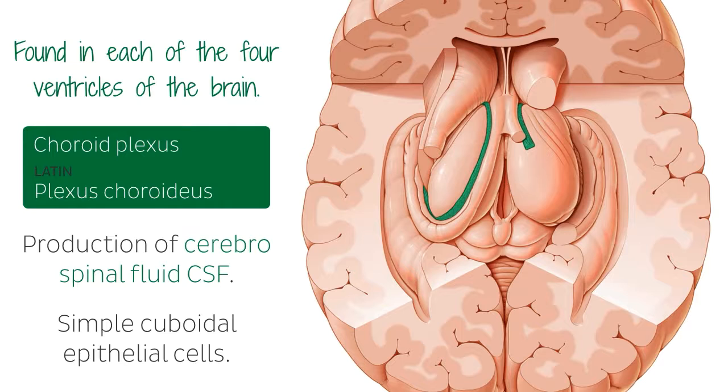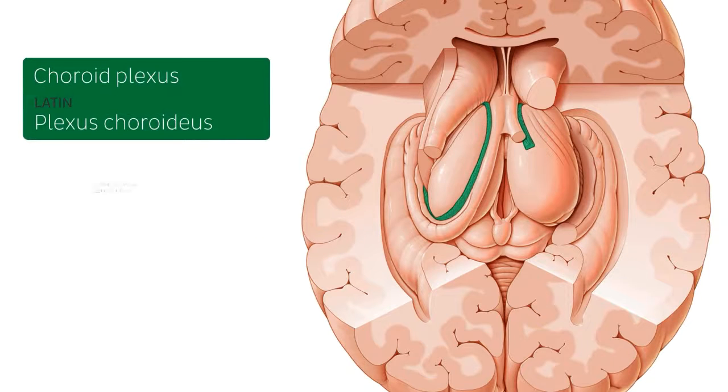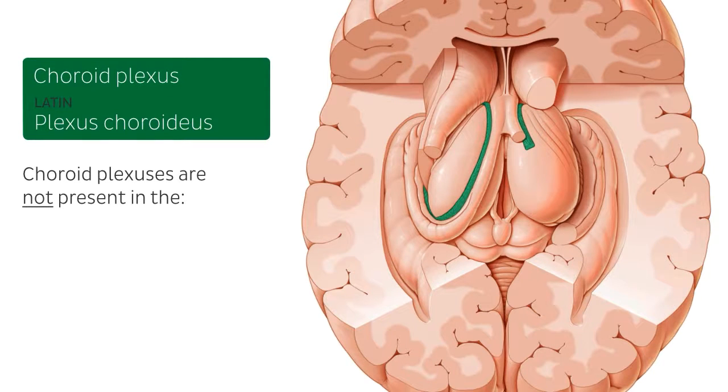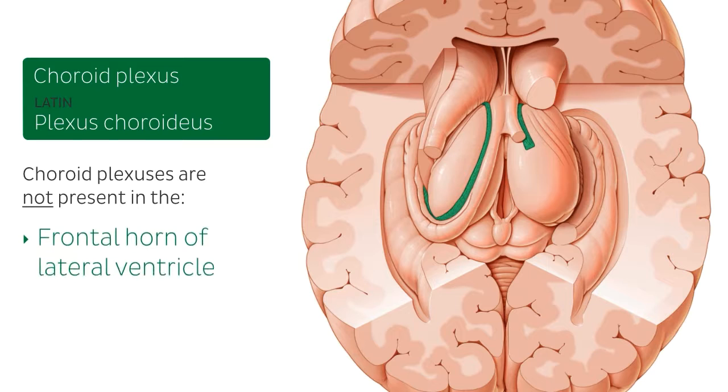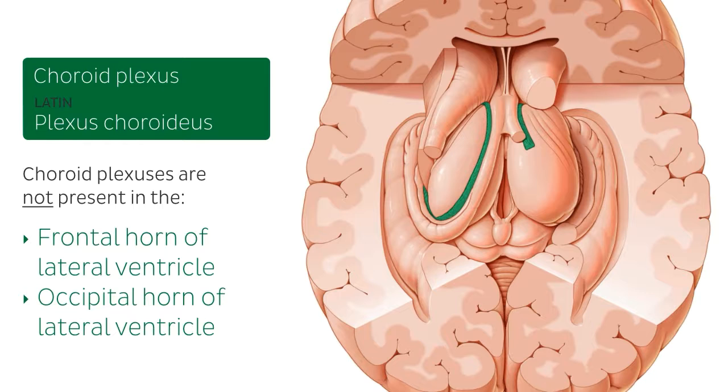And please note that the choroid plexuses are not present in the frontal horn of the lateral ventricle, also not present on the occipital horn of the lateral ventricle, and the cerebral aqueduct. Here we see only the choroid plexus of the lateral ventricle, but please keep in mind that there are four choroid plexuses in the brain. Two in the lateral ventricles, and one in the third ventricle, and one in the fourth ventricle.